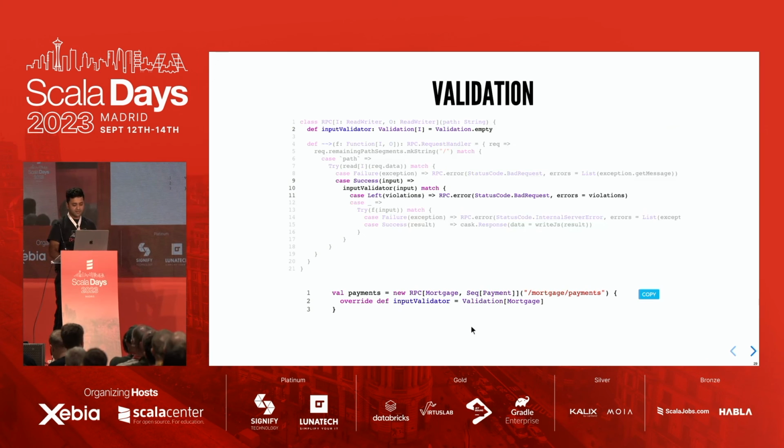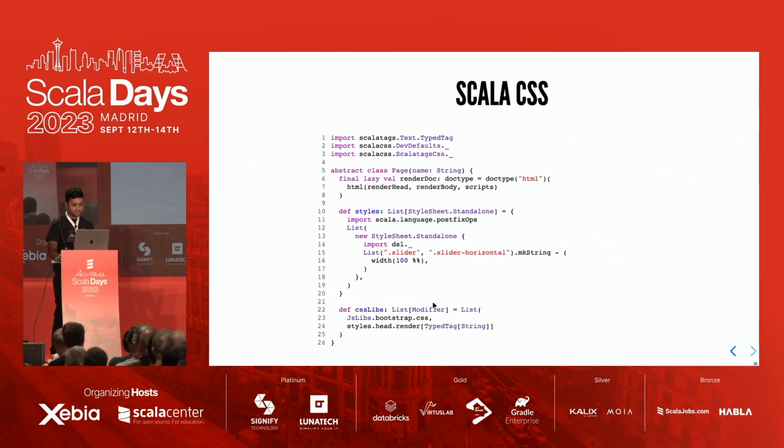And yeah, in this case, if I'm talking about mortgage, I can override and provide a validation for mortgage saying the mortgage rate should be greater than 0 or something like that.